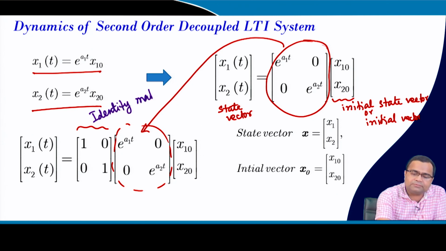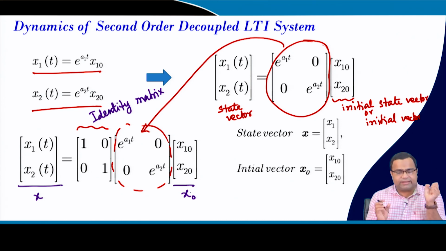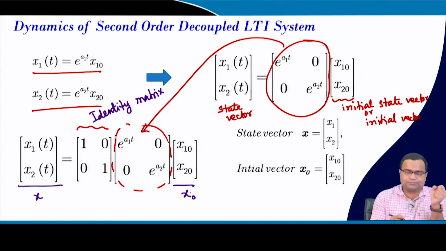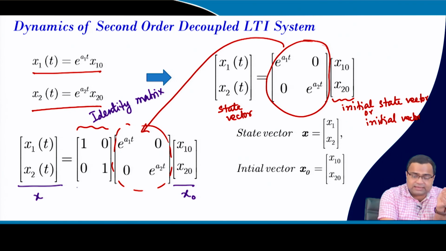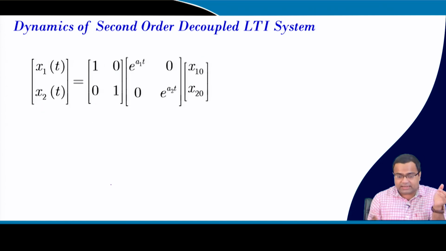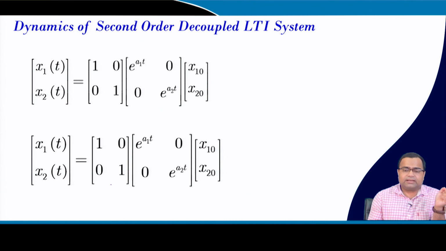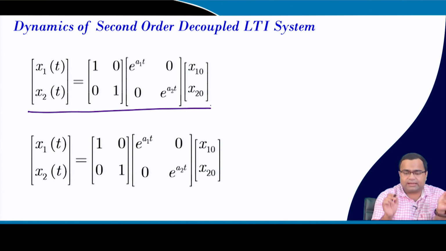Why are we doing that? And this we call vector x, this is a vector. This is also vector x0, which is an initial state vector, and in both cases they are a combination of two states x1 and x2. And this is an identity matrix. Why have we considered that? So, if we write down again, I am rewriting the equation.